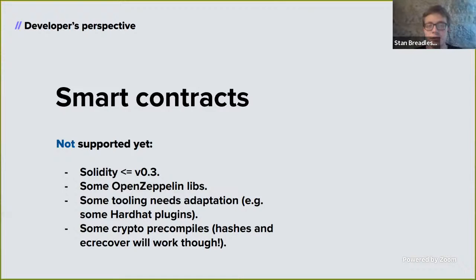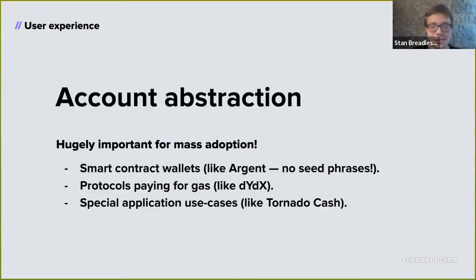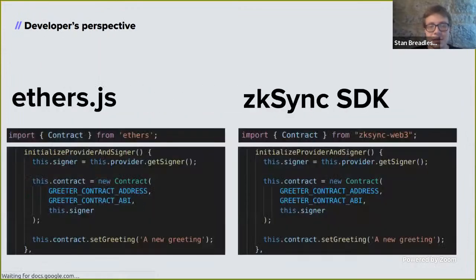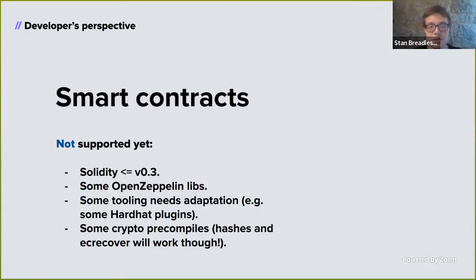Some OpenZeppelin libraries may not work right now because some opcodes are not available, and some tooling needs adaptation. That's the biggest part where you have to do some changes, because of the different deployment procedure that requires EIP-712 messages, like here. The existing tooling, like the typical Hardhat plugin, may not suit zkSync. You would need to install the zkSync specific Hardhat plugin.